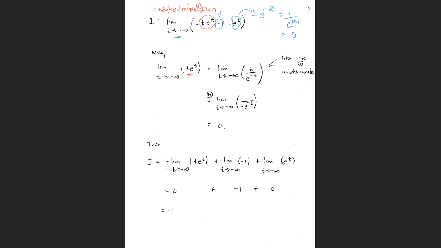So I'm going to take t times e to the t, and I guess I can put a step in here. I can write this over 1, and then I can multiply the top and the bottom by e to the negative t power.